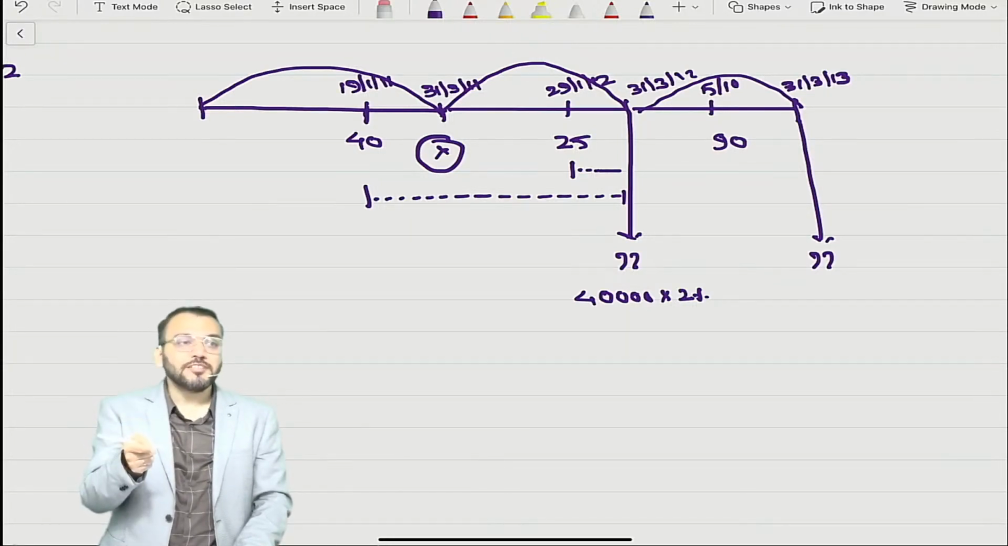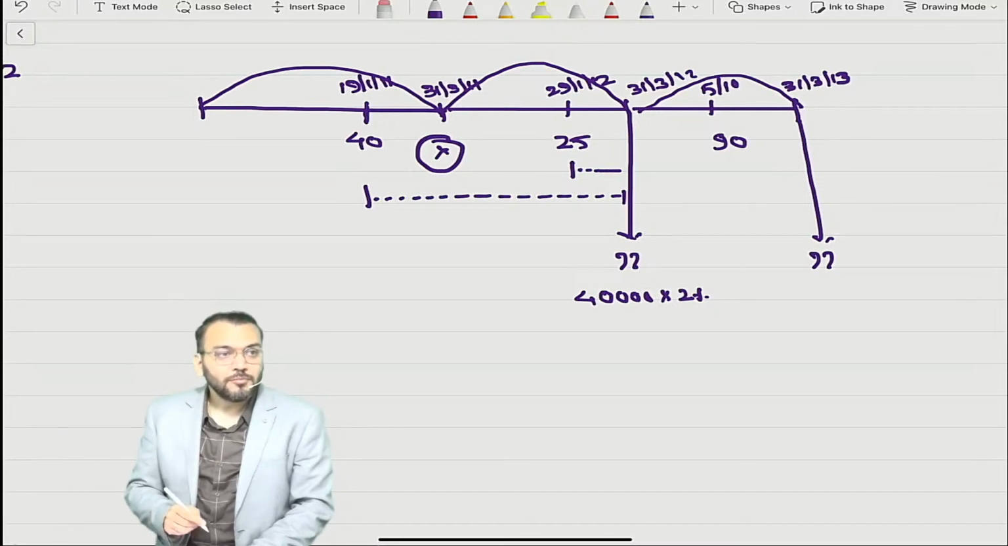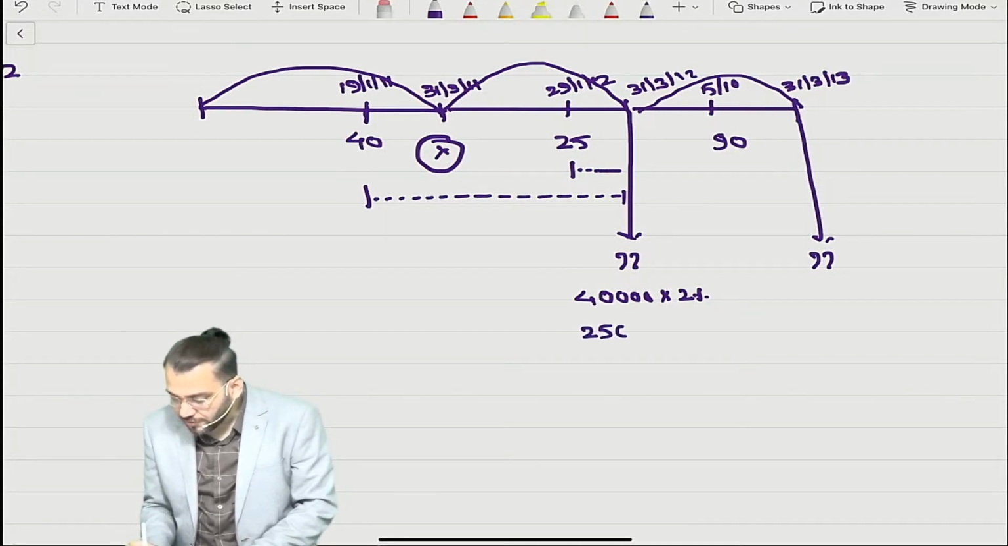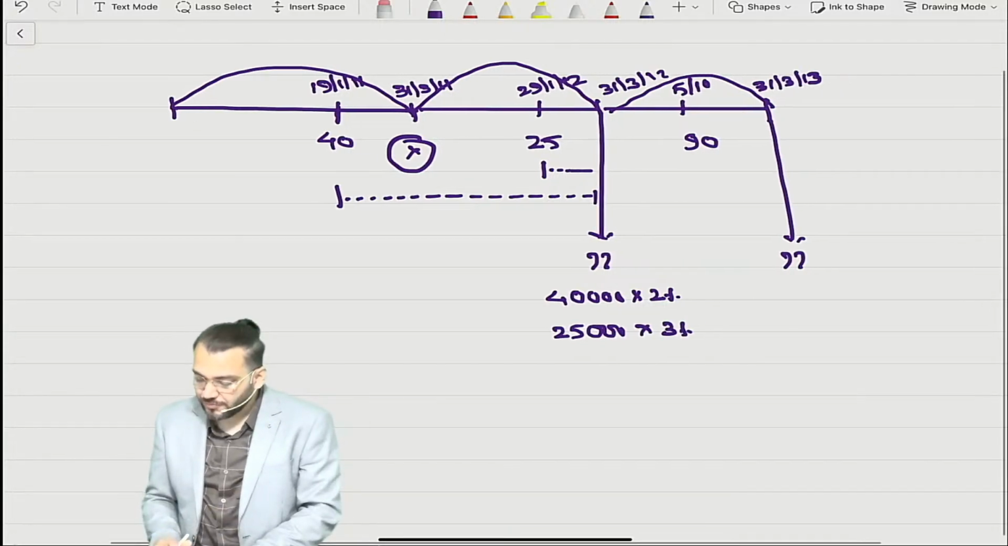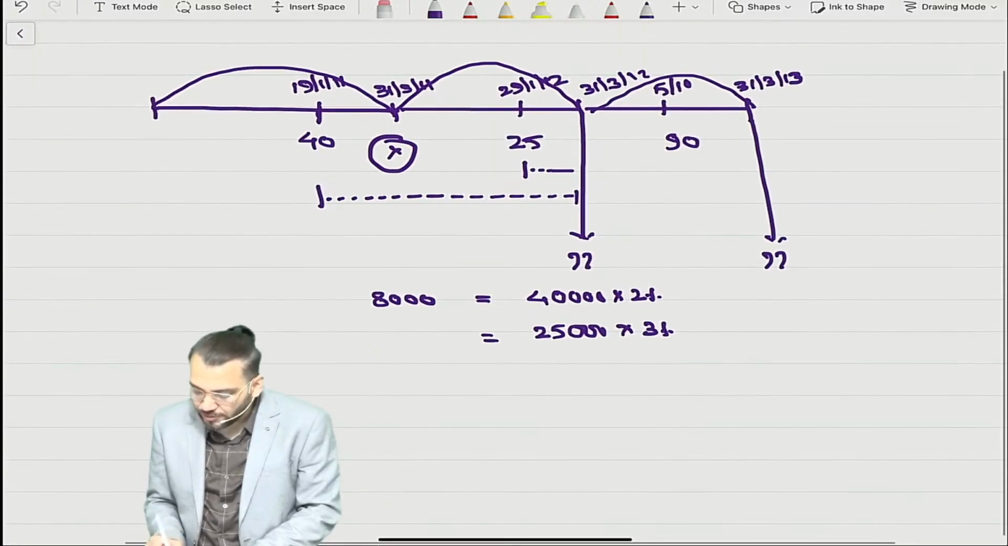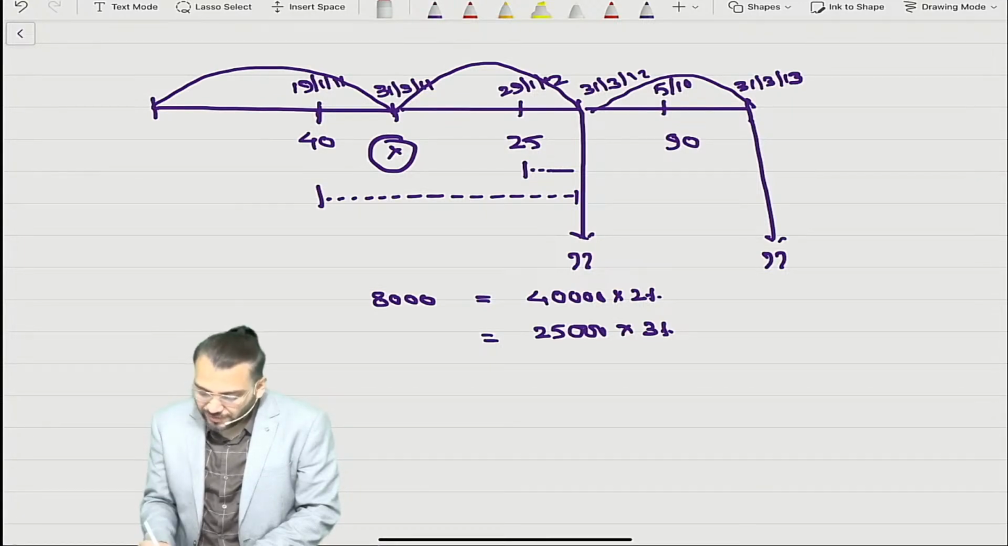So the unexpired period is what? More than 1 year. It means for this 25,000 you create provision at 3%. Understood? So what will be the amount? 40,000 at 2% is how much? 800. 25,000 into 3% how much? 750. 800 and 750. Total becomes how much?